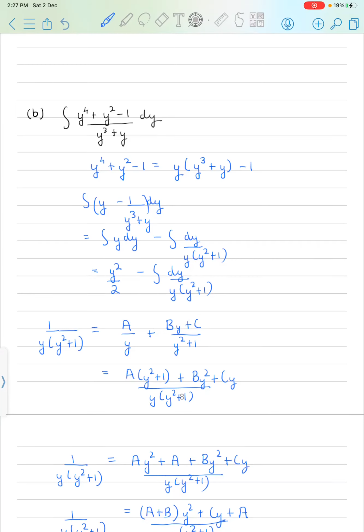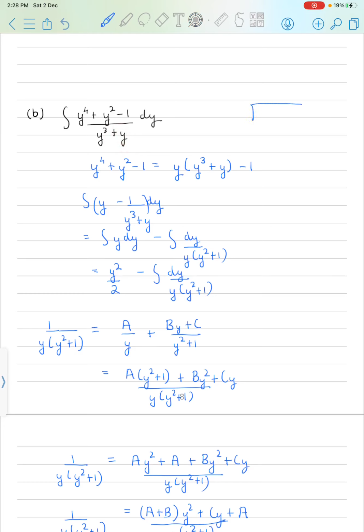Let's do the 3b. In this case, you can see that the degree of this polynomial is 4 and the denominator degree is 3. So the degree of this is greater than the degree of this. So we need to divide it.